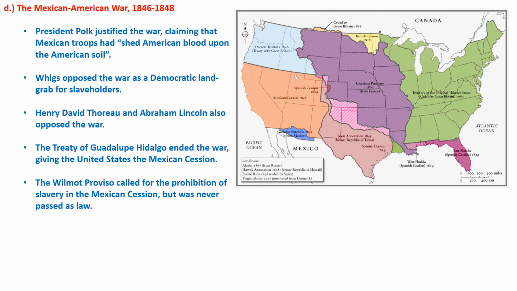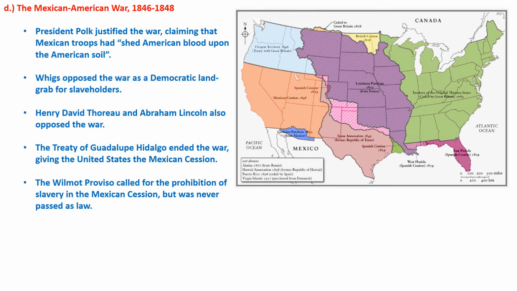But the major land grab during Polk's administration is the Mexican-American War, which lasted from 1846 to 1848. Polk justified the war, claiming that Mexican troops had shed American blood upon American soil after Polk had ordered federal troops into disputed territory of Texas.